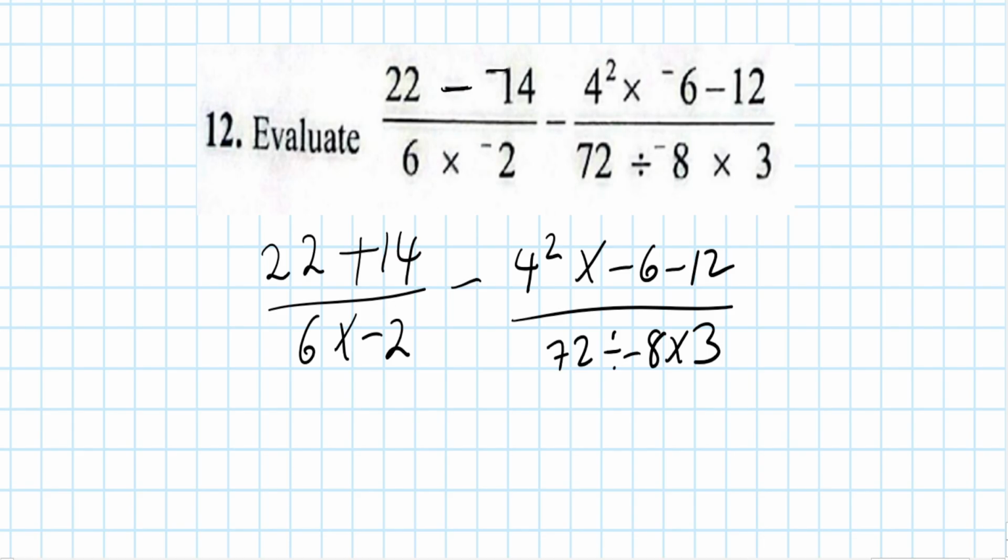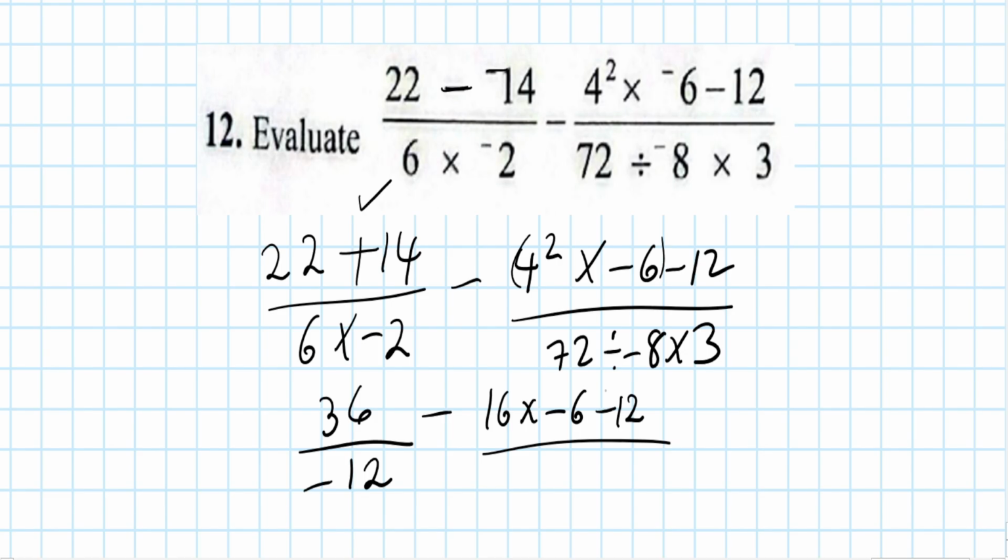So let's deal with this one. 22 plus 14 is going to give us 36 over 6 times negative 2 is negative 12 minus 4 squared times negative 6. 4 squared first is 16, then followed by times negative 6 minus 12. But you can also do the denominator 72 divided by negative 8 because of BODMAS division, and you'll get negative 9 times 3. Okay, so yeah, the next step.